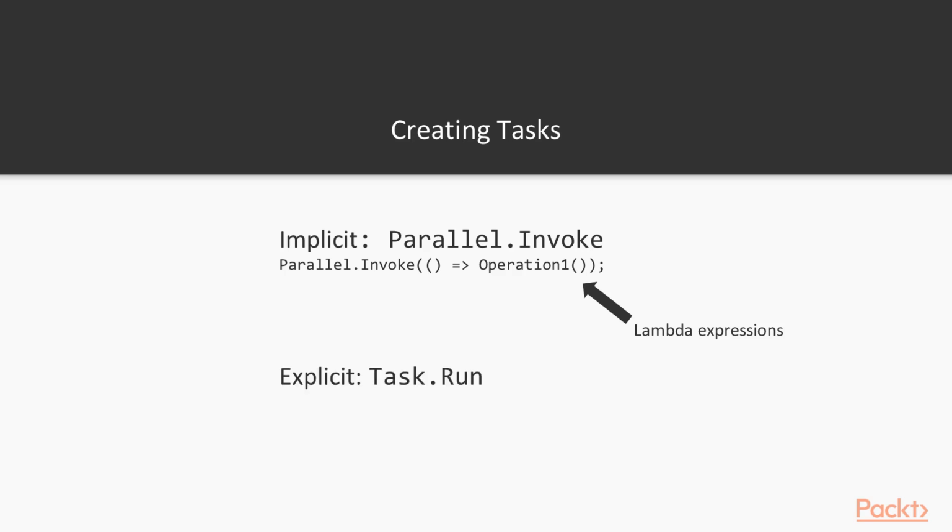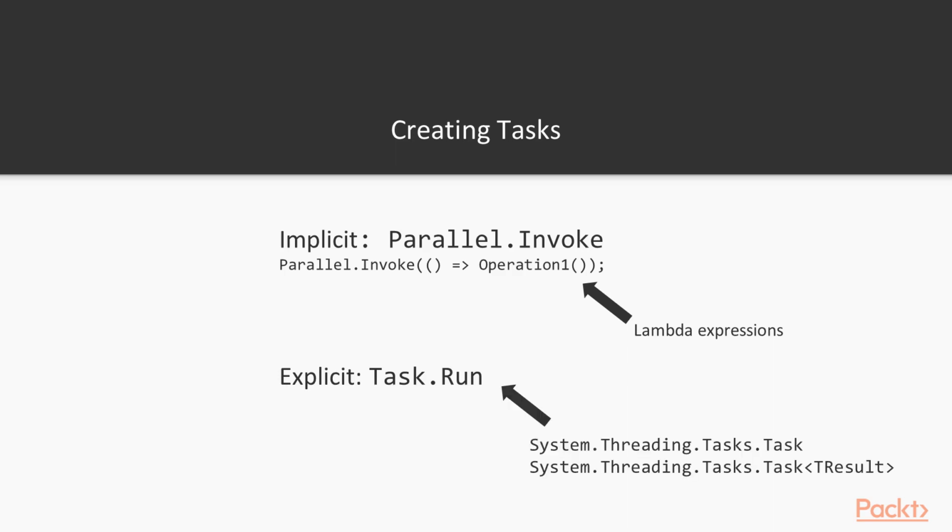And an explicit way. In this case, we will directly use Task class instances. A task can be created as a void instance that does not return a value by using the System.Threading.Tasks.Task class, or as one that returns some value by using the System.Threading.Tasks.Task<TResult> class. When we create a task, we pass a delegate that encapsulates the code that the task will execute. Let's see an example now.